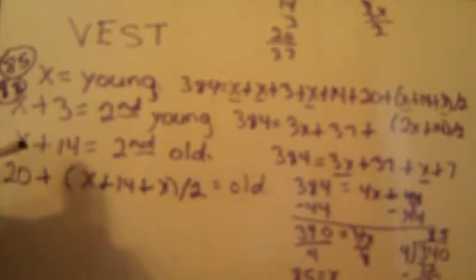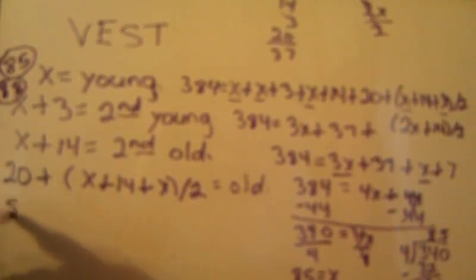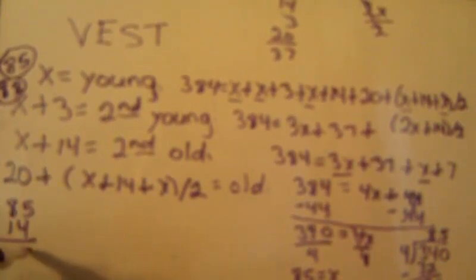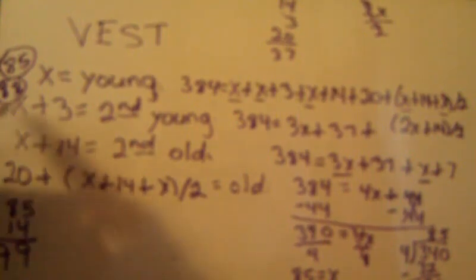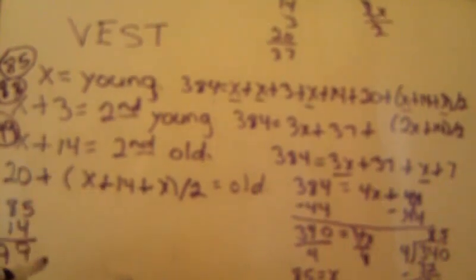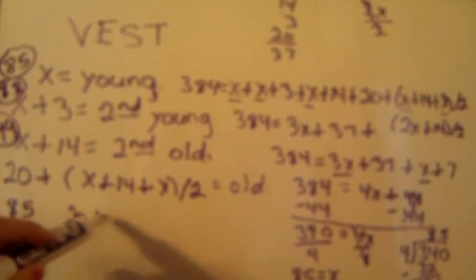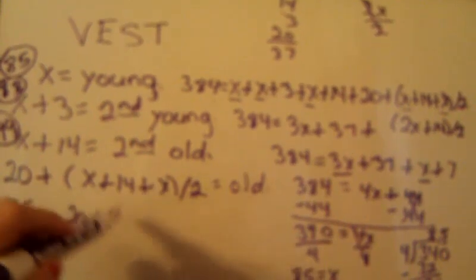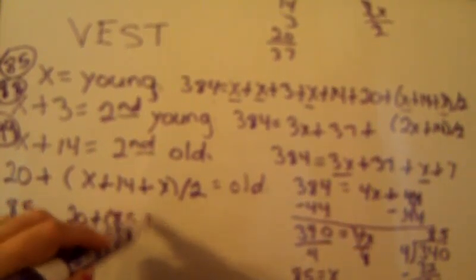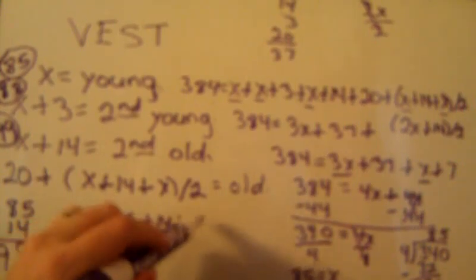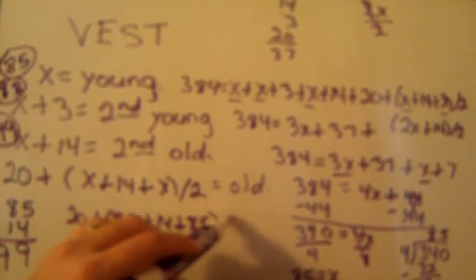The second oldest is x plus 14, so we have 85 plus 14, 99. Okay, the oldest is 20 plus 85 plus 14 plus 85 divided by 2.